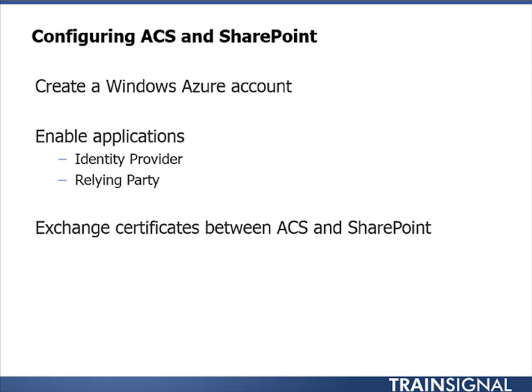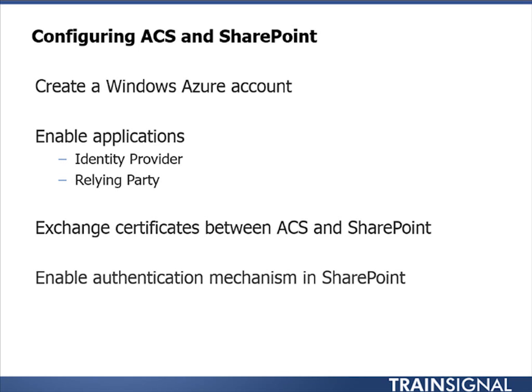Now, in order for communication to take place between our application and Windows Azure, we are going to need to send Windows Azure a certificate. That way it can use this to encrypt our traffic and to be ensured that we are, in fact, who we say we are. So we'll need to go ahead, create a certificate, and upload that.